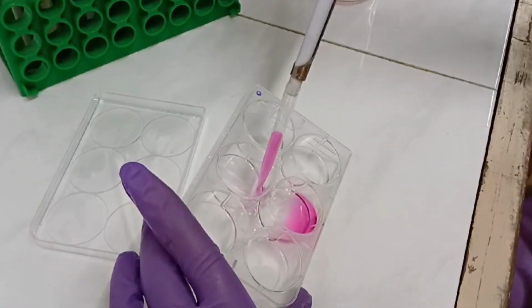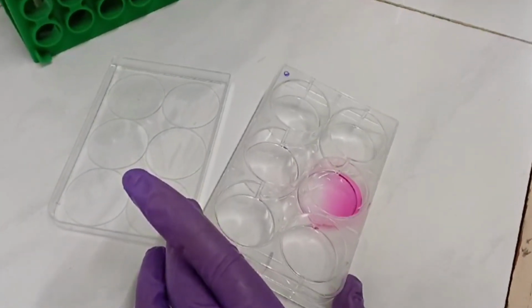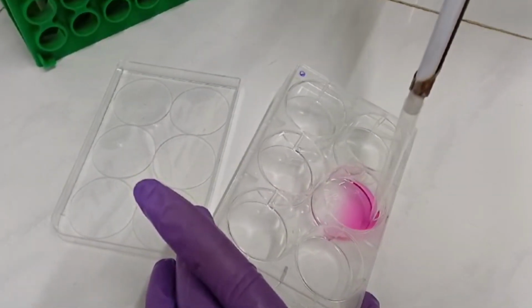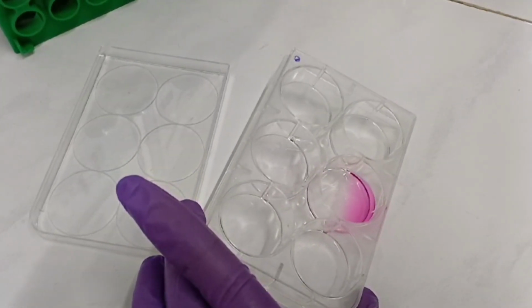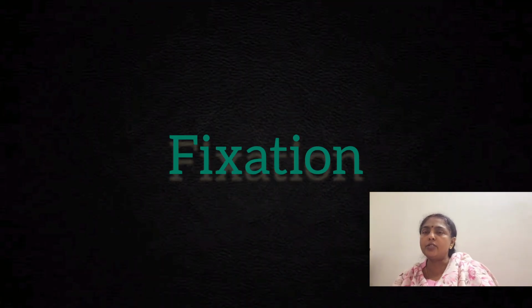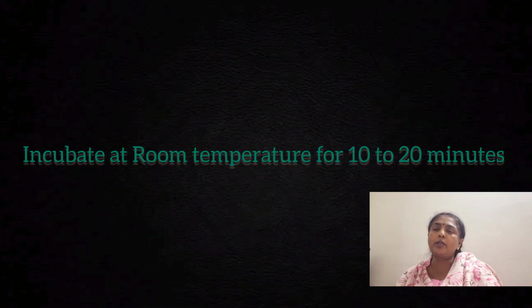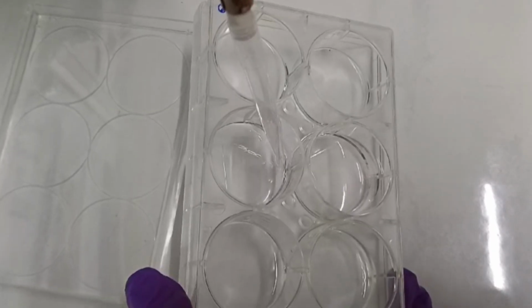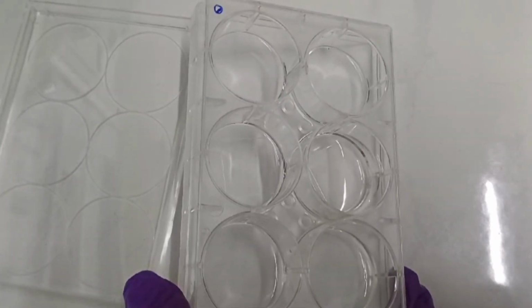Fixation is an important aspect of immunofluorescence as this fixation helps to preserve the cellular morphology and it also prevents degradation or denaturation of the cells. Fixation of the cells can be done using 4% paraformaldehyde for about 10 to 20 minutes at room temperature, and after fixation the fixative has to be removed and the cells have to be washed with ice cold PBS.